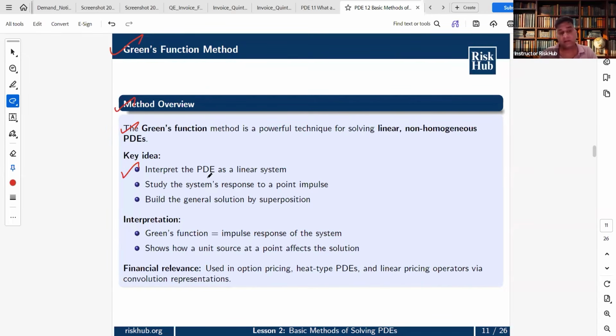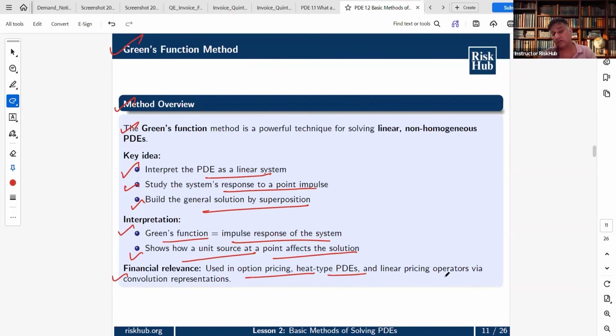So the key idea: interpret the PDE as a linear system, study the system response to a point impulse, and build the general solution by superposition. Interpretation: the Green function is the impulse response of the system, which shows how a unit point source affects the solution. The financial equivalence is used in option pricing: in a heat-type PDE, the linear pricing operation is a convolution representation.